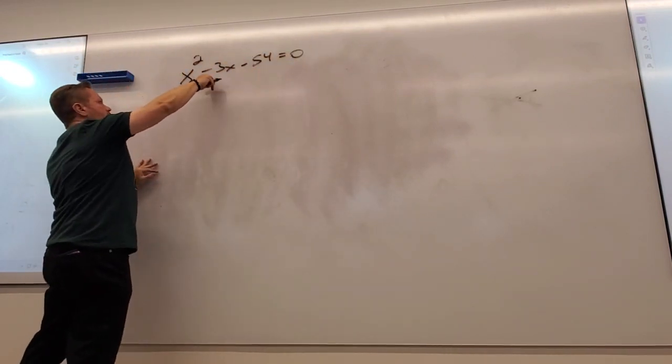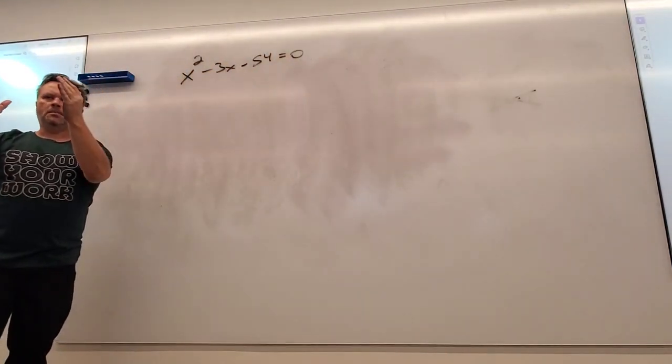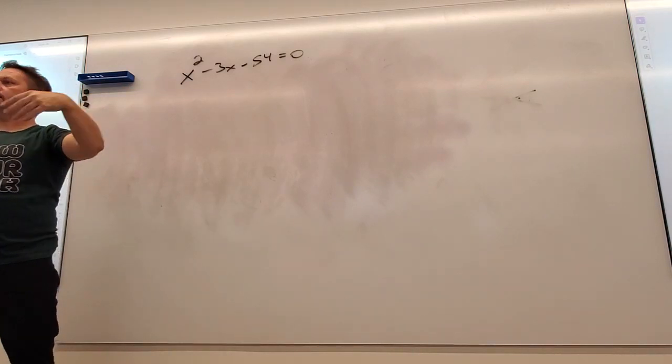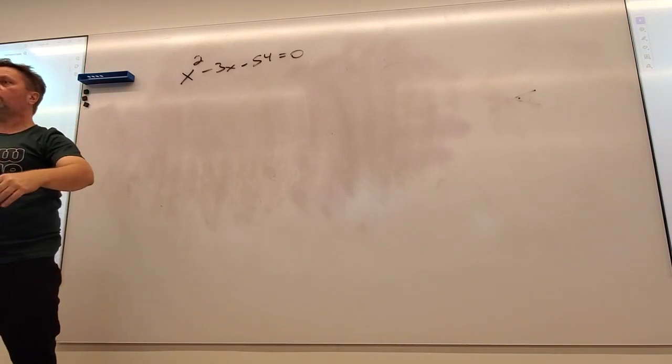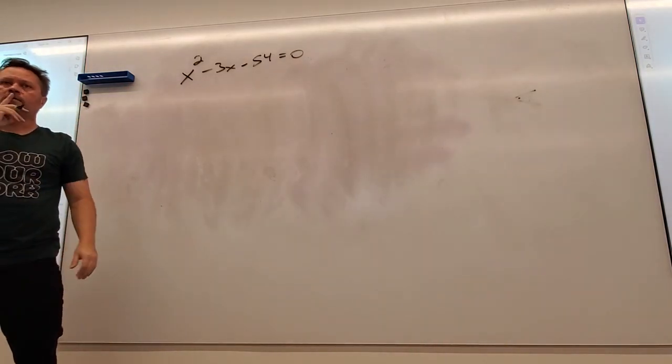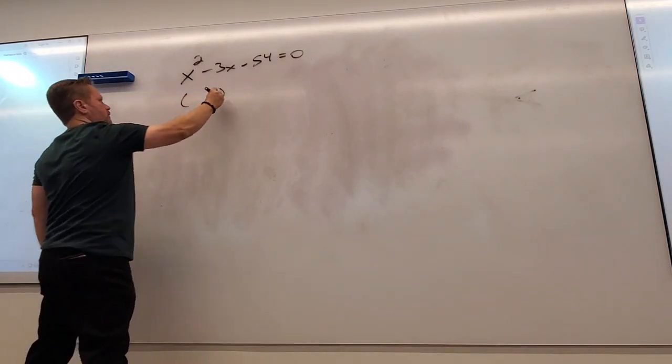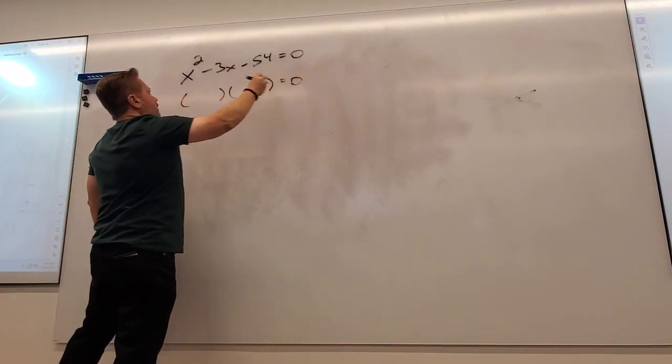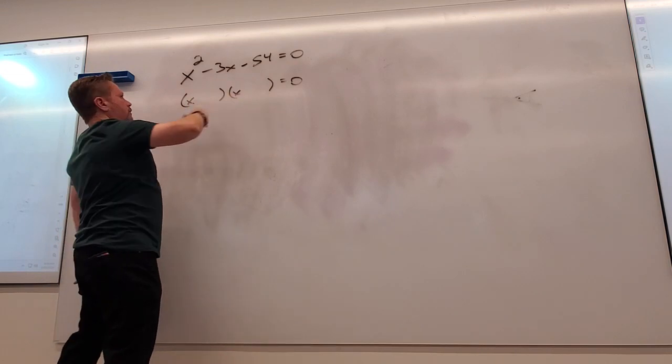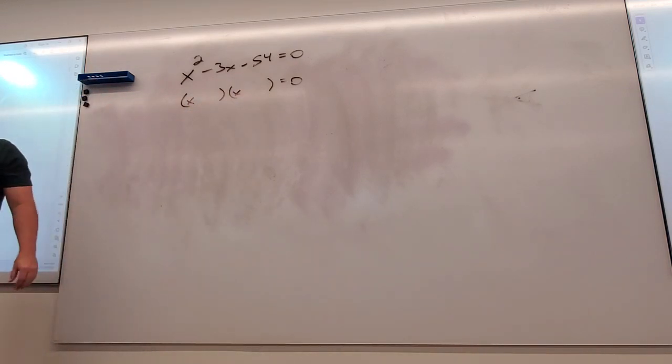If I had this written as one number times another number, I can then just set each one equal to 0 because I know one of them has to be 0. So how do I factor this? See if Jeff made one that works. It does. Good.